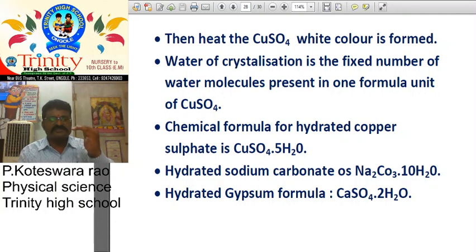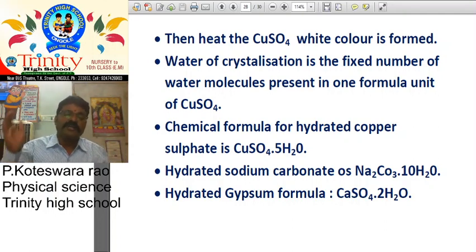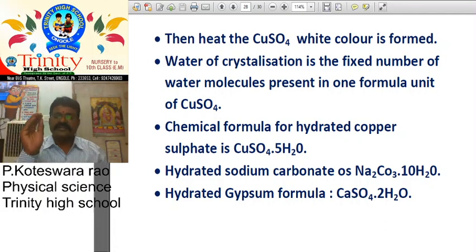So here we want to discuss one important concept. What is that? Chemical formula for hydrated copper sulfate. Hydrated means water. Copper sulfate formula CuSO4. How many water molecules? 5H2O. In your examination, there is a little bit of confusion. Write the formula for copper sulfate: CuSO4. Write the formula for hydrated copper sulfate: CuSO4 5H2O. Very good. Write the formula for anhydrous copper sulfate. Anhydrous means it doesn't contain water. The formula is CuSO4.